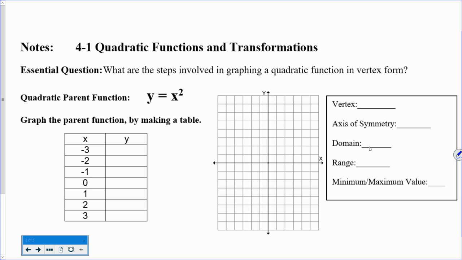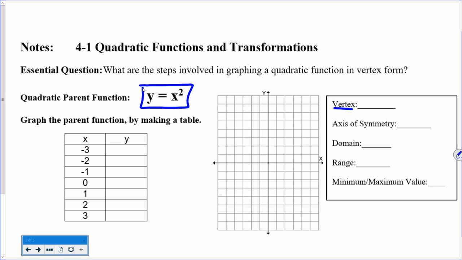Okay, anyways. So our parent function for a quadratic function that we've talked about before is just x squared. That is the most basic form for a quadratic. So we are going to make a table, graph some points, talk about all of these things, and then we'll start doing transformations with each different type of example and see how the vertex changes, what happens to my axis of symmetry and domain and range and whatnot.